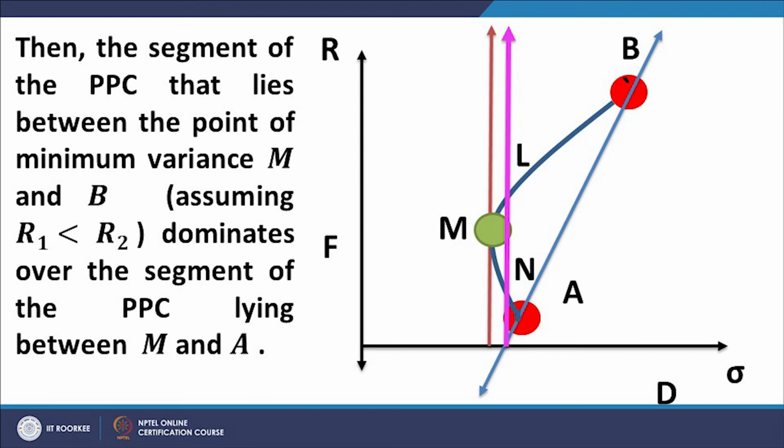But if you compare the expected returns of L and N, the expected return on L is definitely more than the expected return on N, and that means what? That means that the point L dominates over the point N. In other words, if an investor was to choose between L and N, he would invariably choose the point L, because the point L gives you a higher expected return for the same level of risk as the point N.